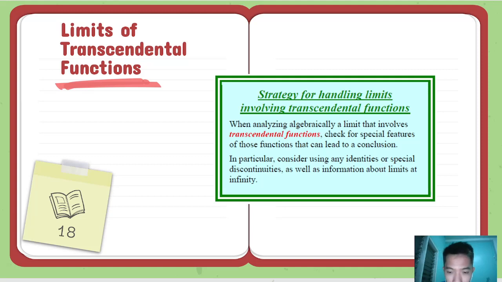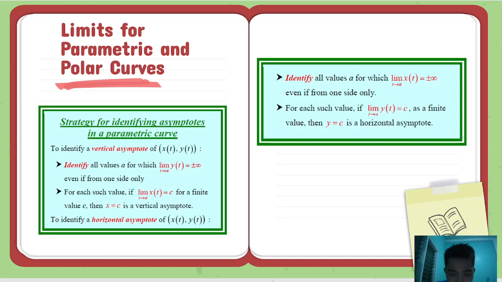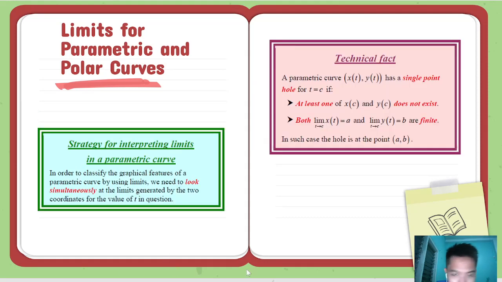The last one is the limits of parametric and polar curves. So we have the strategy in identifying first the strategy for interpreting limits in a parametric curve. In order to classify the graphical features of the parametric curve by using limits, we need to look simultaneously at limits generated by the two coordinates for the value of t in question. It is not just t.